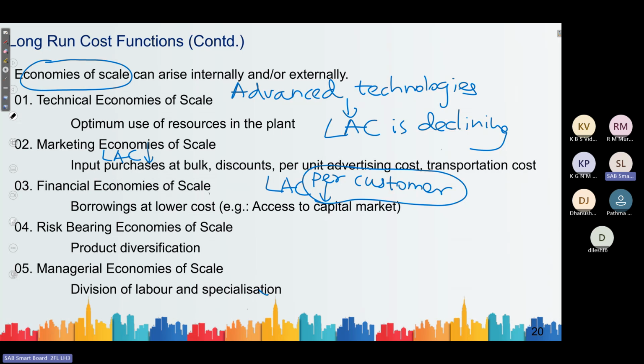Financial economies of scale, yes. When the firm is producing at a larger scale, they are financially more sound. Therefore, banks are ready to provide loans to this firm at a lower interest rate, and ultimately they can borrow at a lower cost. And as a result, the long run average cost will be lower. Well-established firms can obtain loans from the market at lower interest rates.